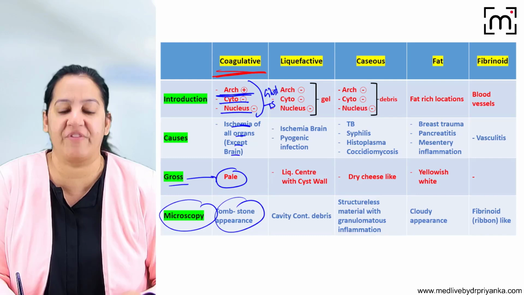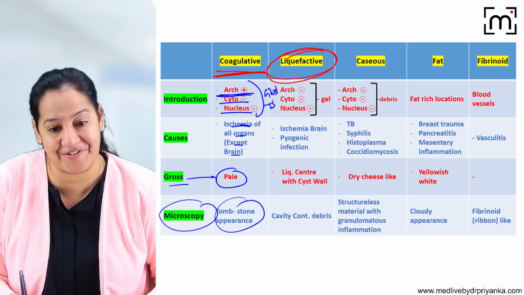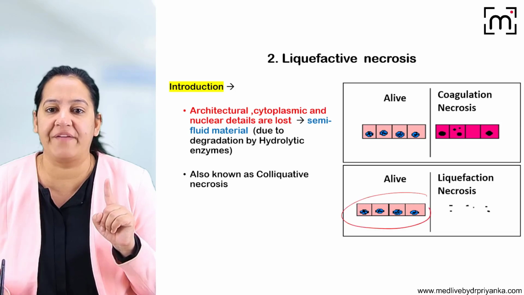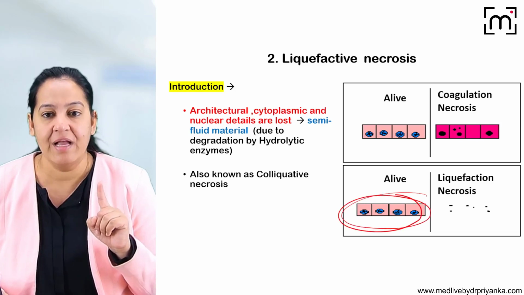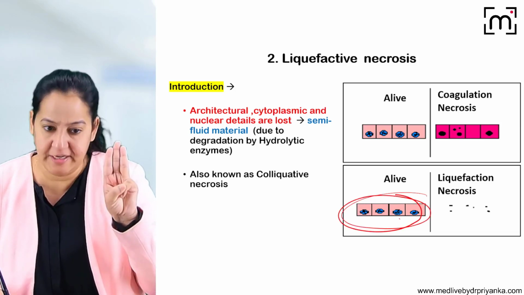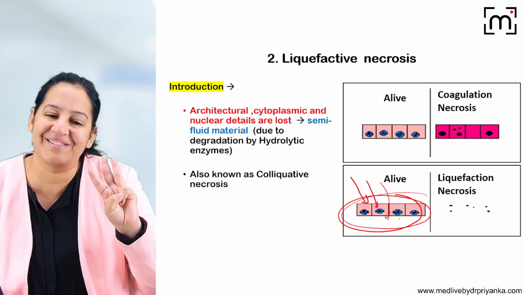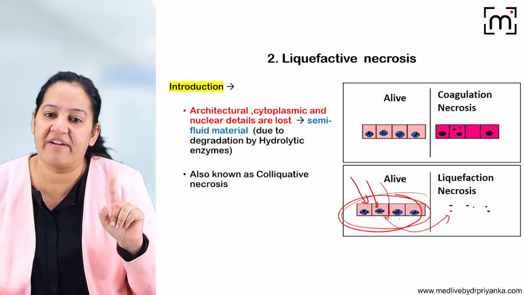Coming to the second type of necrosis, it is liquefactive necrosis. What will happen in liquefactive necrosis? Again, see a group of alive cells here. They have all three details: you can see their outline, their cytoplasm, and their nucleus. All three details are there. It undergoes liquefactive necrosis.